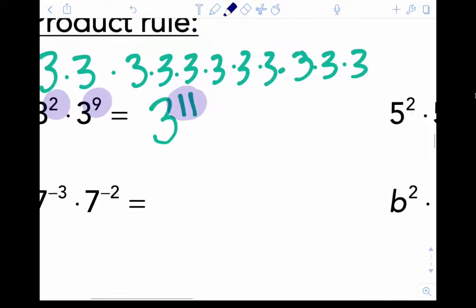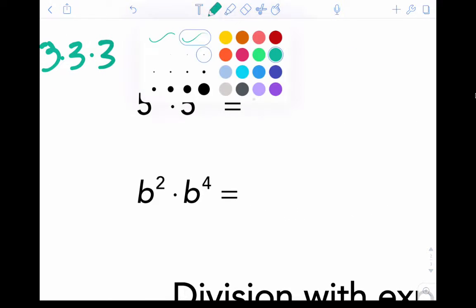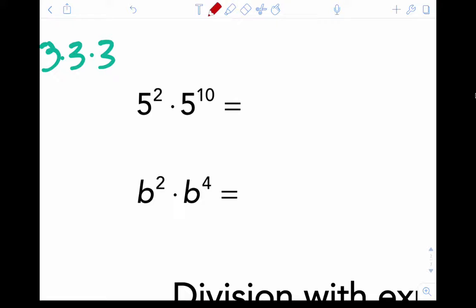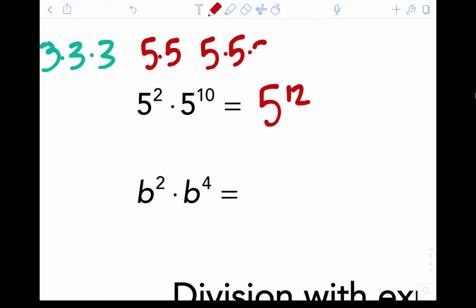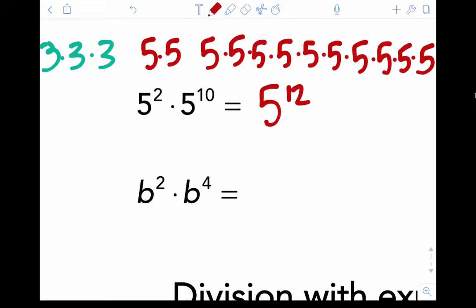Let's do another one. 5 squared times 5 to the 10th. Well, 2 plus 10 is 12, so I have 5 to the 12th. Let's double check that that's right. 5 squared is 5 times 5. 5 to the 10th is 5 times 5 times 5 times 5 times 5 times 5 times 5 times 5 times 5 times 5. If I multiply those together, I get 12 of them. So I have 5 to the 12th.